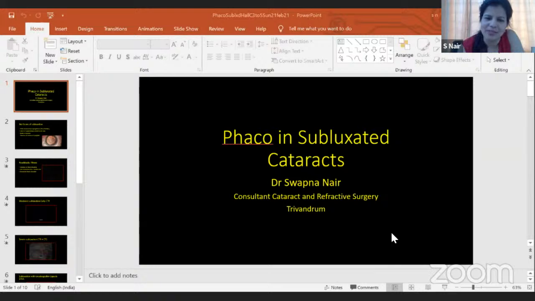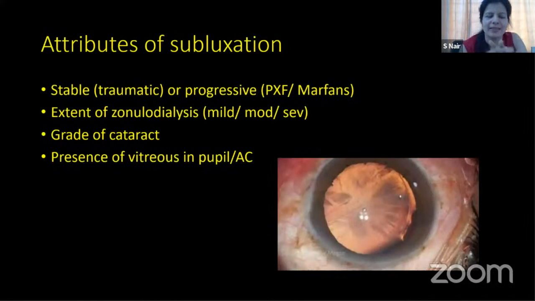As Dr. Bala mentioned, I'll be talking about phacoemulsification in subluxated cataracts, and I hope my screen is visible. Basically, subluxated cataracts have certain attributes that we need to take into consideration before planning the surgery. First of all, whether it's a stable subluxation as it happens in a one-time trauma, or whether it's progressive like in pseudoexfoliation or in a disease like Marfan's.